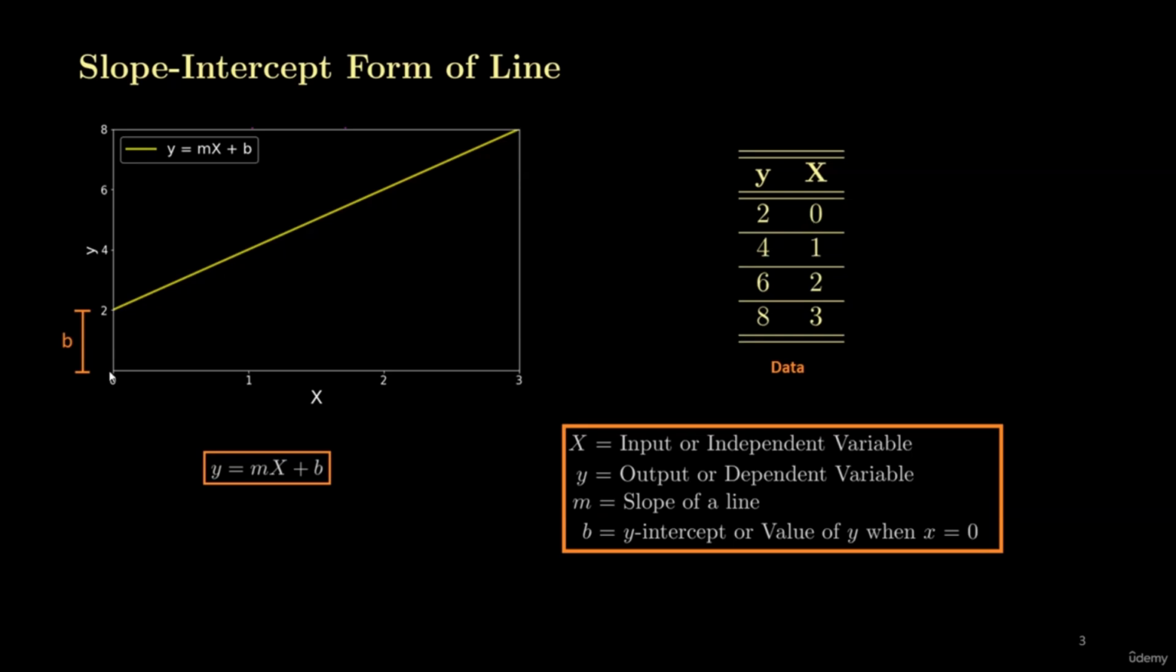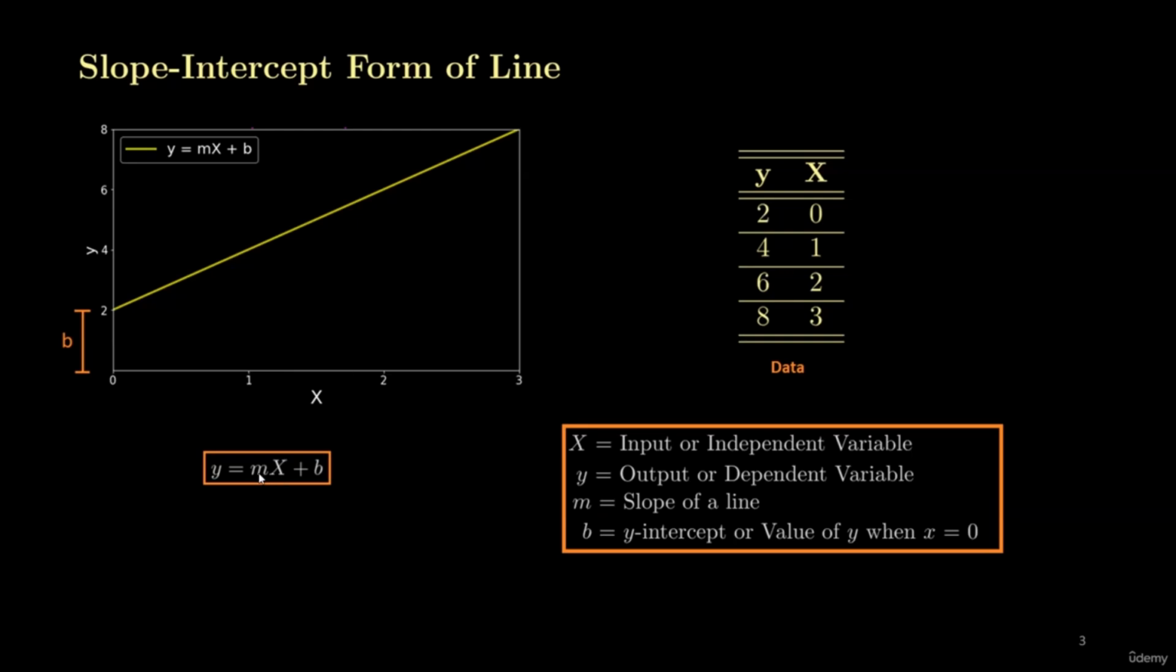So when x equals 0, y equals 2. And similarly, when x equals 1, y equals 4. By connecting these points, I can easily draw a straight line, which is shown here. So this straight line is a representative of this small data set where x and y are 2 variables.